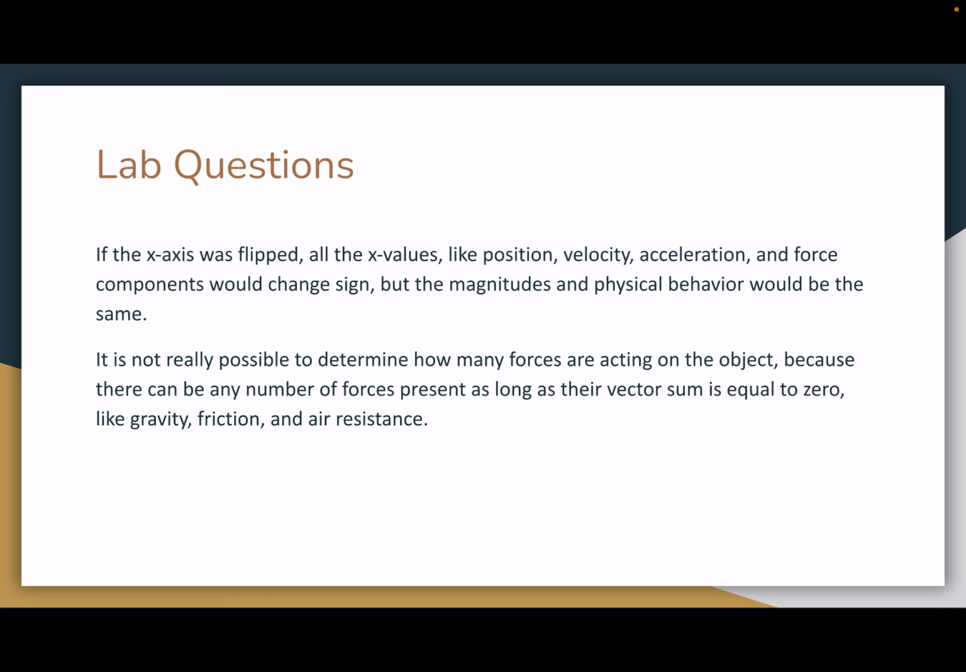And some of the lab questions answered are: if the x-axis was flipped, all the x values like position, velocity, acceleration, and force components would also change sign, but the magnitudes and physical behavior would be the same. And it's not really possible to determine how many forces are acting on the object because there can be any number of forces present as long as their vector sum is equal to 0, like gravity, friction, and air resistance.